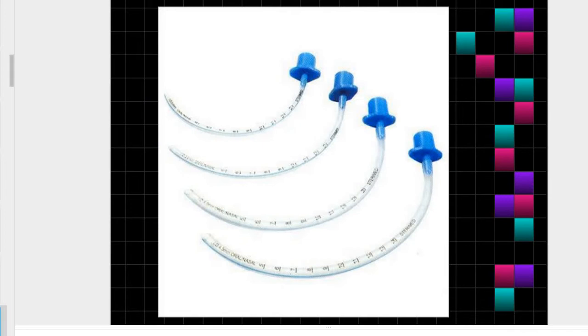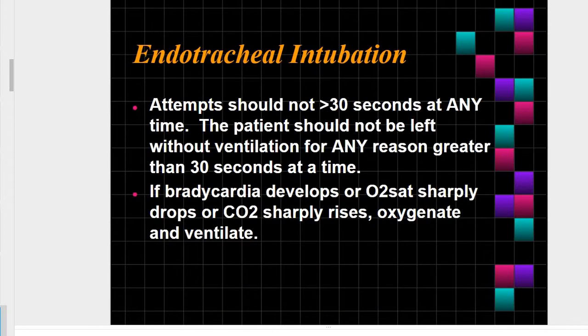These are examples of pediatric uncuffed endotracheal tubes in small sizes. Any attempt that you're using per National Registry should not exceed 30 seconds, or any time the patient is without ventilation for 30 seconds or more is a critical failure.